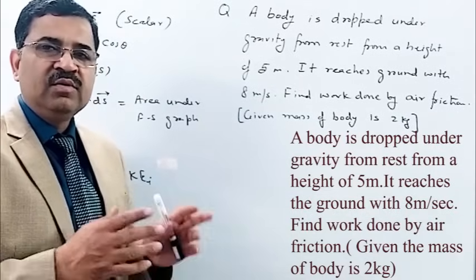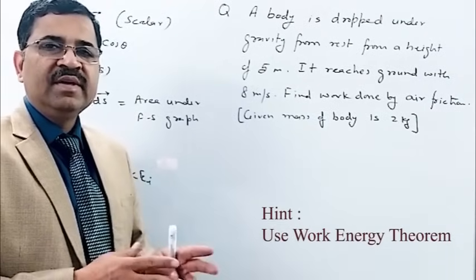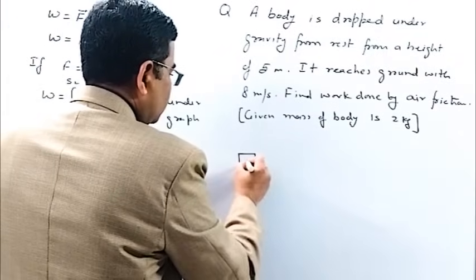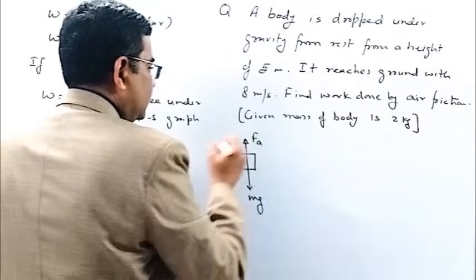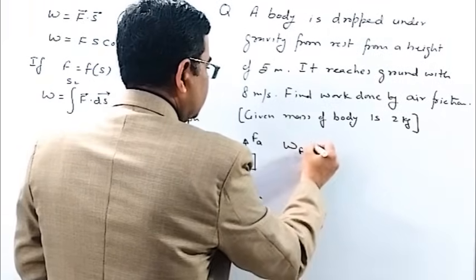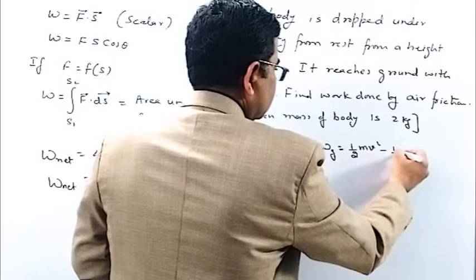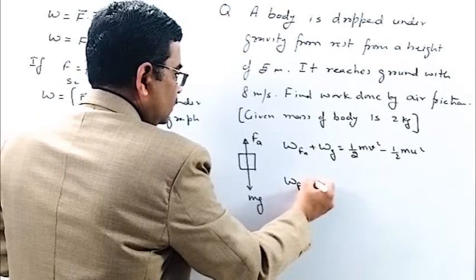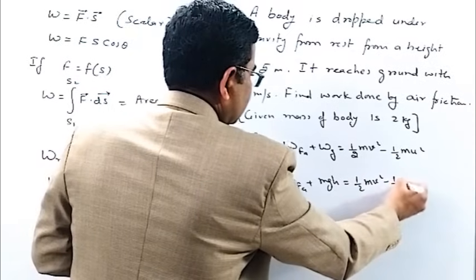Now in this case we have to find the work done by the air friction, but its value or its equation is not given to us. So here we can apply work energy theorem. So what are the forces acting on the body? One is gravitational force mg, the other is the air friction, I can say it is Fa, and according to work energy theorem, the work done by the air friction plus the work done by gravity is equal to the change in kinetic energy, which is half mv square minus half mu square. Now work done by the air friction is required. The work done by gravity is mgh, and this is half mv square minus half mu square.